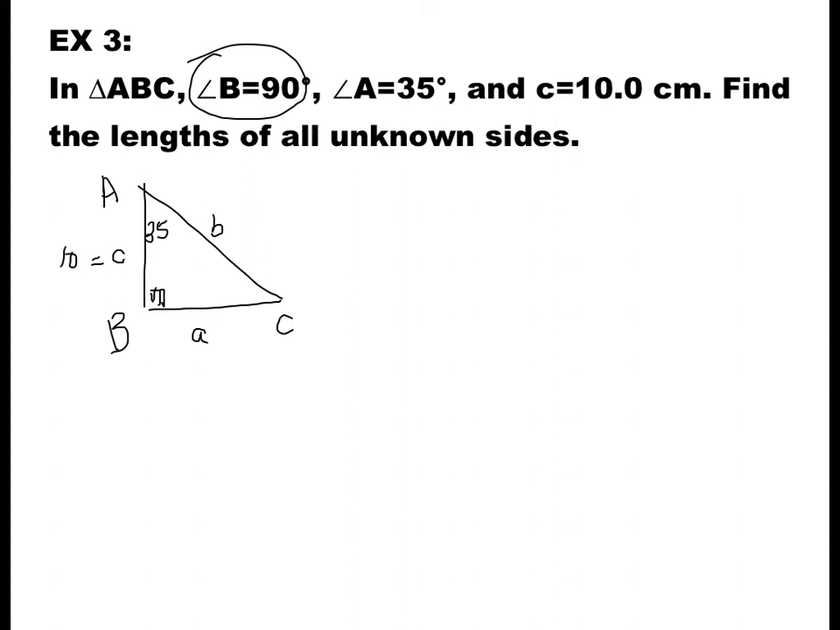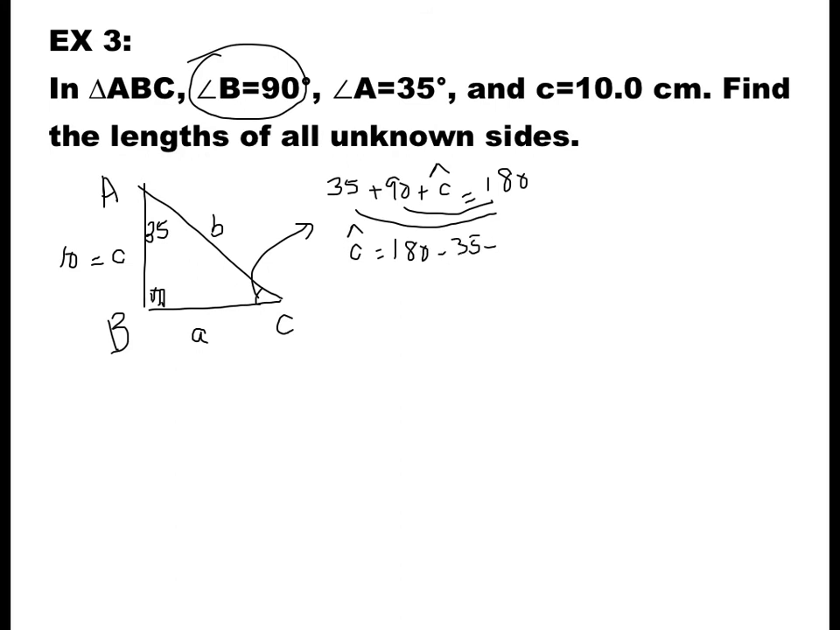Now, it is very simple to find angle C, because we know the sum of the angles inside the triangle is 180, so I can say 35 plus 90 plus angle C is equal to 180. Then I'm going to move 90 and 35 to the right and change the sign. So C is 180 minus 35 minus 90, which is 180 minus 125, which is 65 degrees. So we know that angle C is 65.